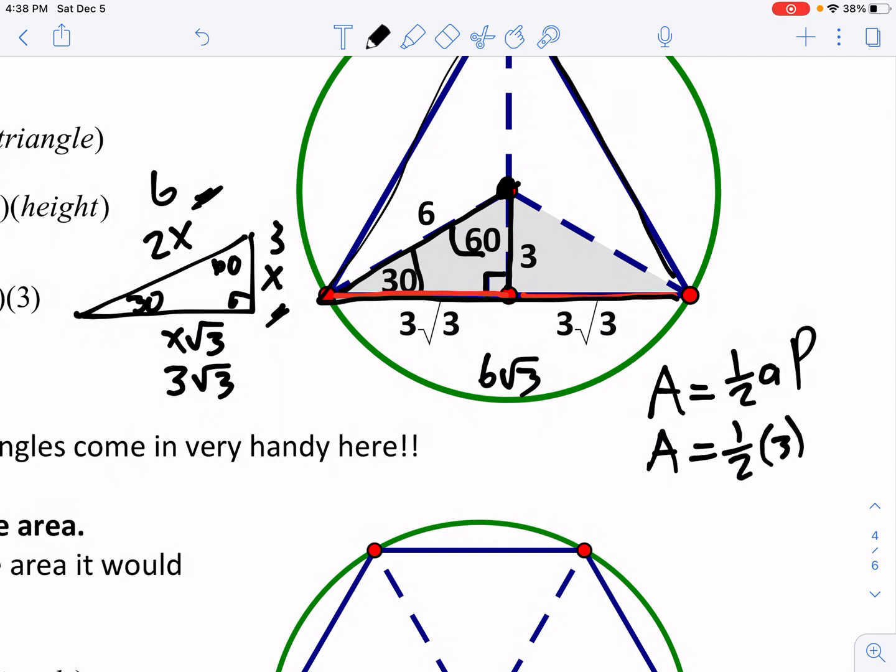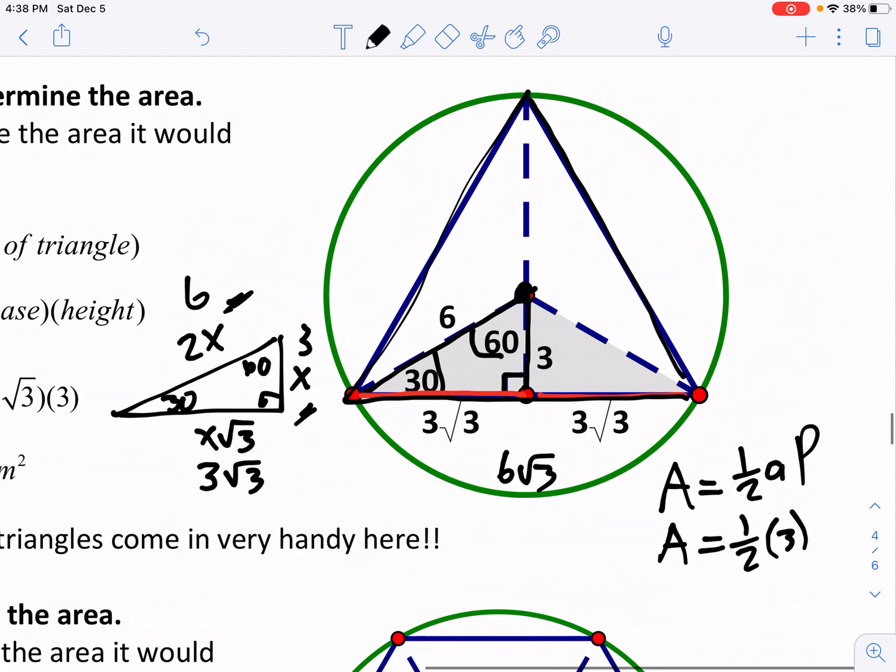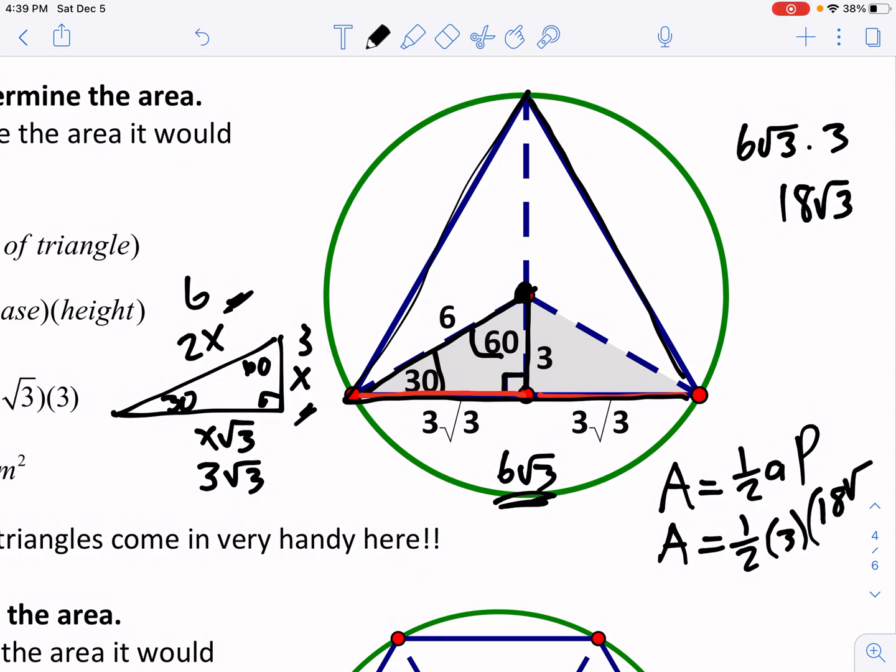And the perimeter of our triangle is just one of the side lengths times the number of sides. Well, a triangle has 3 sides, and my side length is 6 square root of 3. So 6 square root of 3 times 3 gives me the perimeter, which is 18 square root of 3. So the perimeter of my triangle is 18 square root of 3.